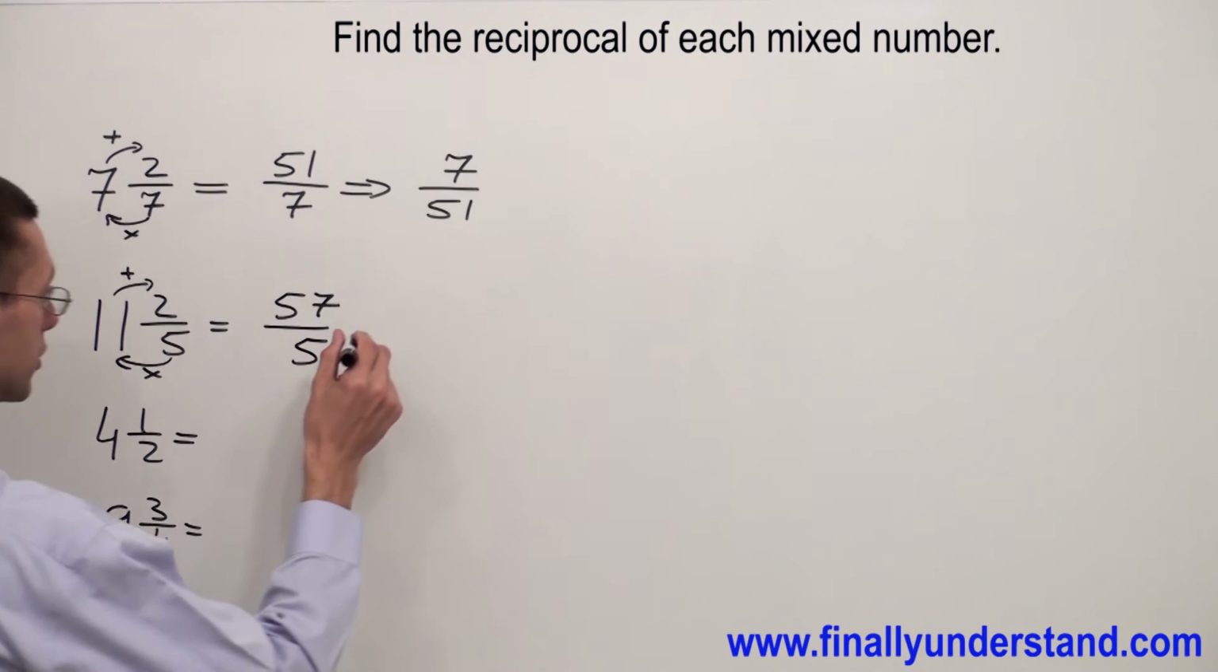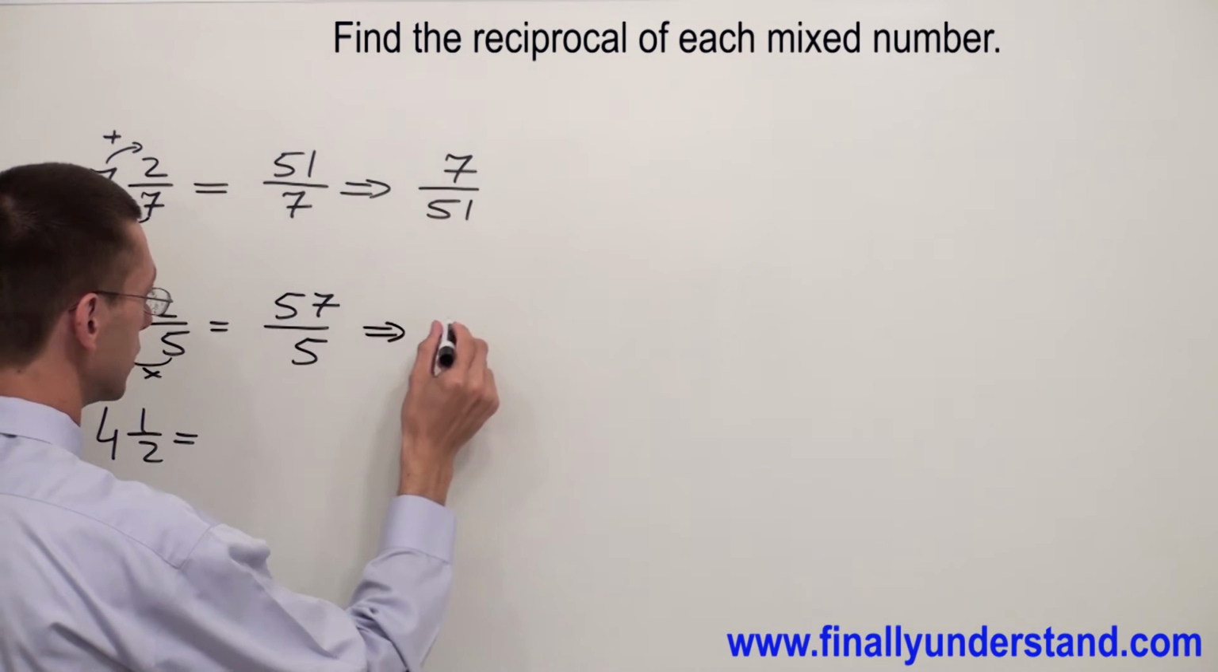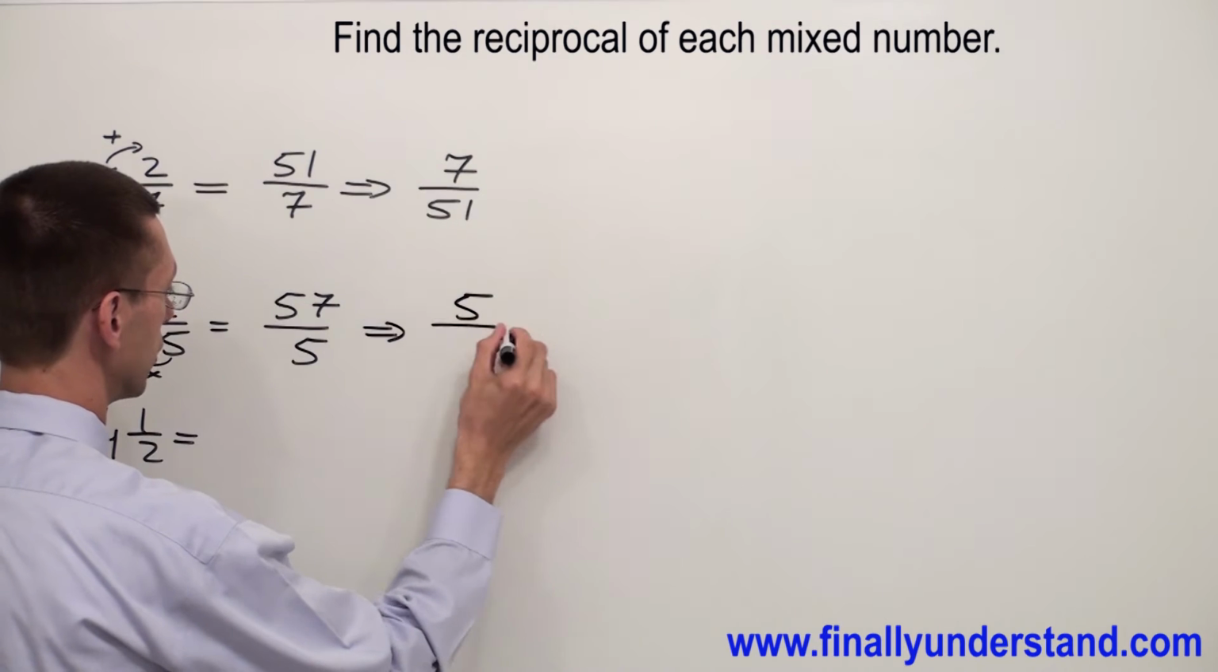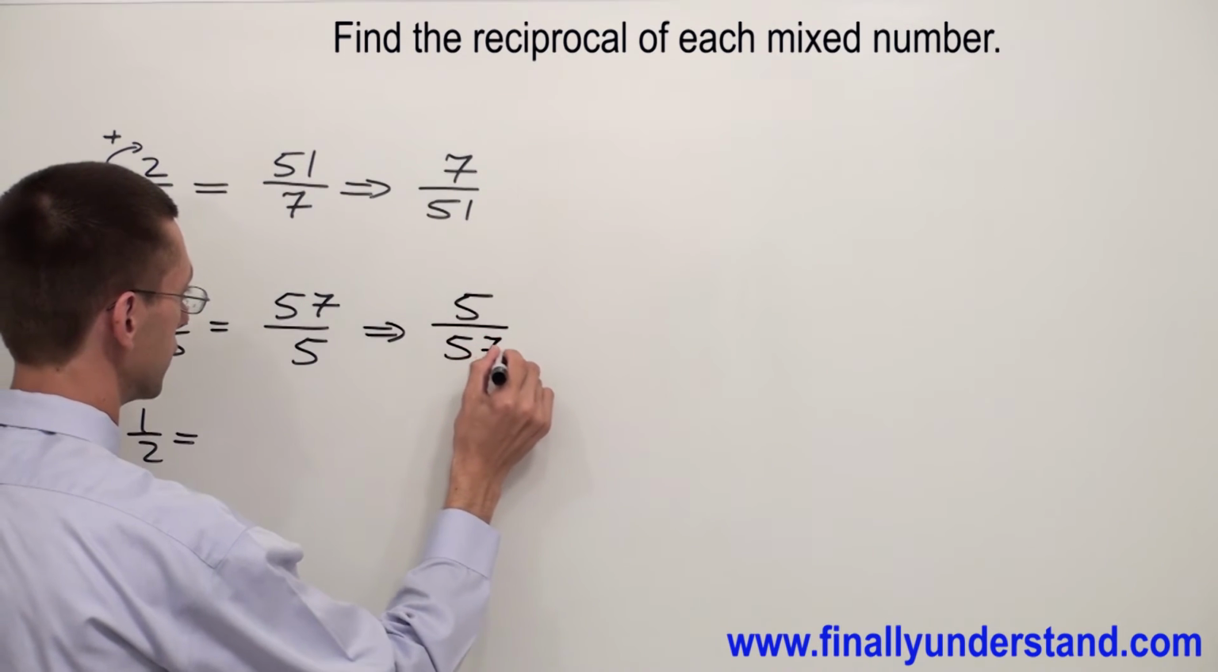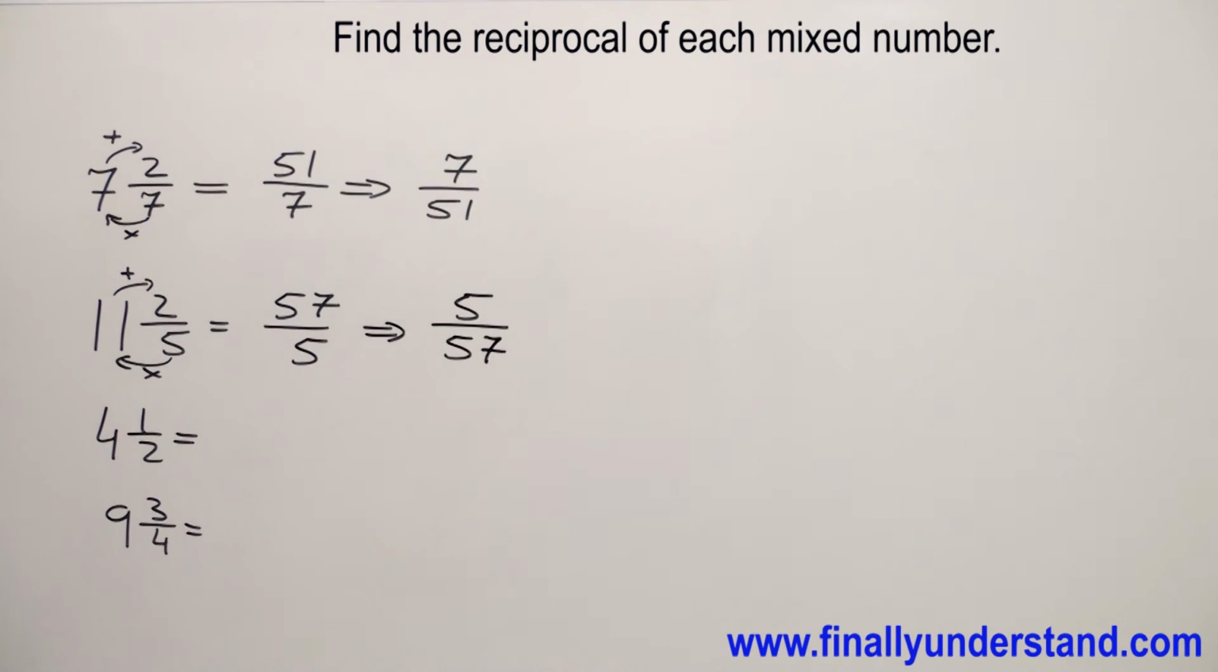If I want to find the reciprocal of it, I simply write 5 over 57. Again, I have nothing to reduce. 5 and 57 don't have a common factor which would reduce these two numbers. That's why this is my answer for this particular problem.